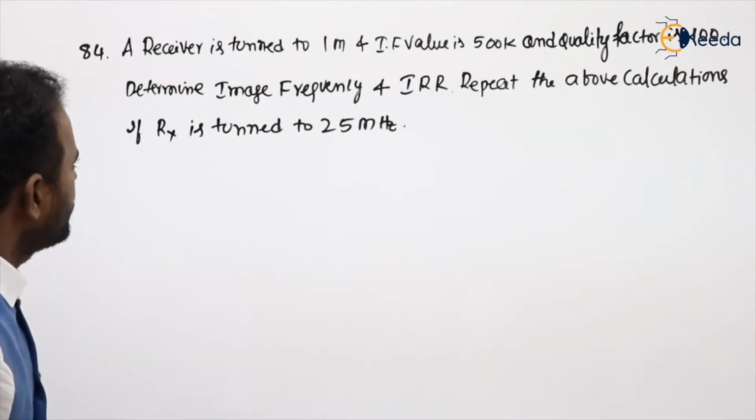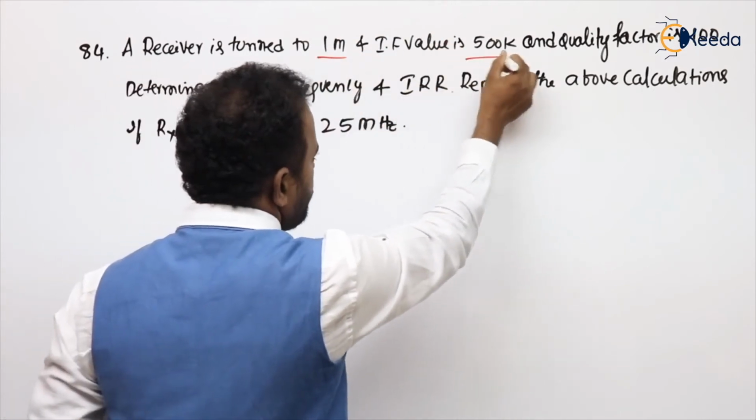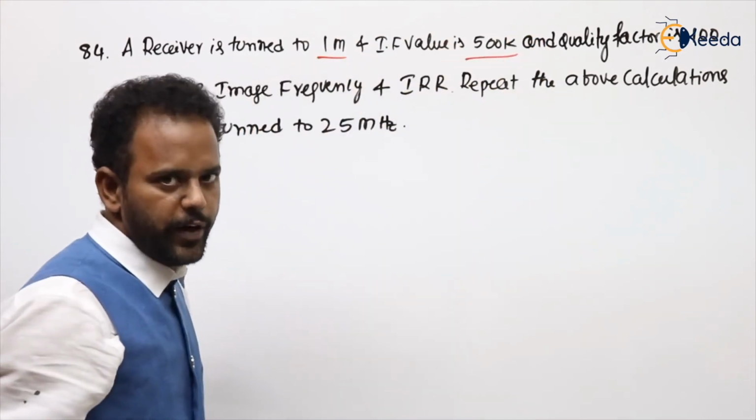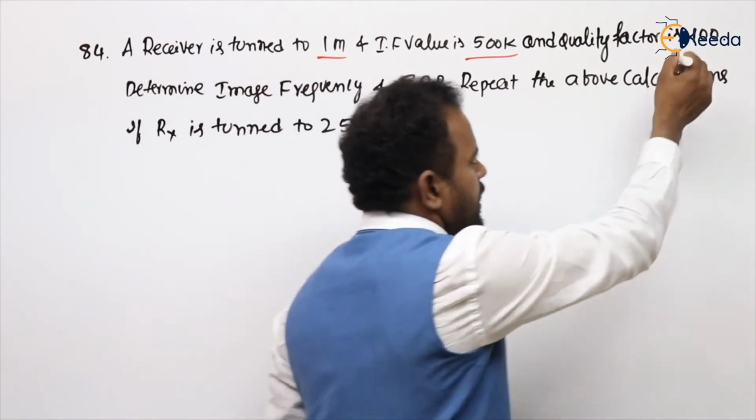See the next problem. A receiver is tuned to 1 MHz. IF is 500K. Actually 455, but in this problem I have given 500. And the quality factor is 100. Q value 100.